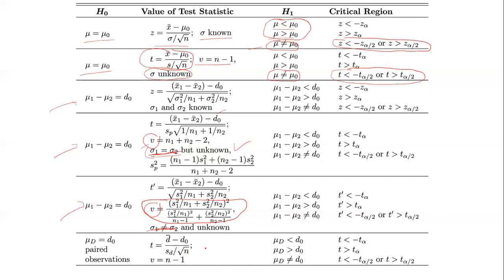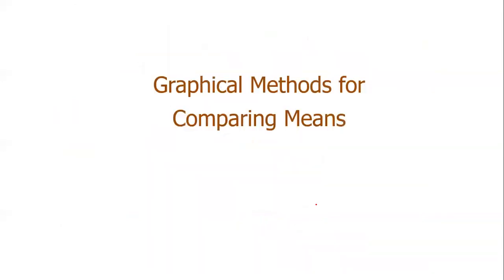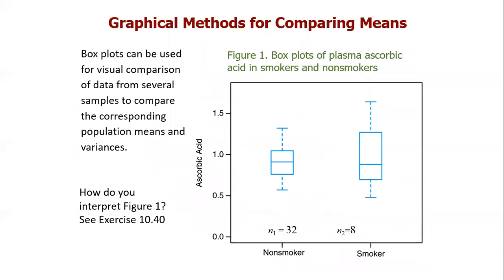Then this is for the paired observation. As I said, later we will see that we have alternatives so that, for example, mu1 minus mu2 is not always not equal to, but we will have hypotheses so that mu1 minus mu2 is smaller than d0 or greater than d0. And for the last part, for comparing means, we have some graphical methods.